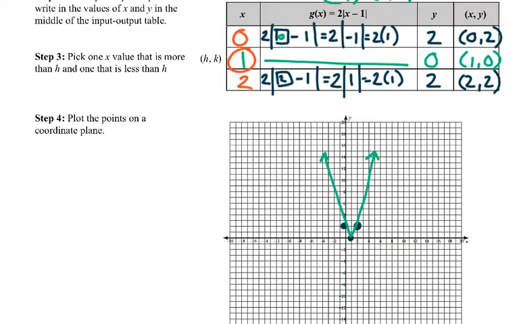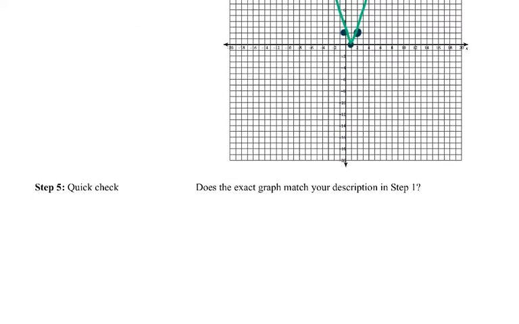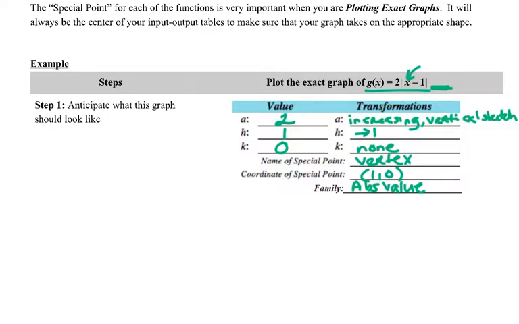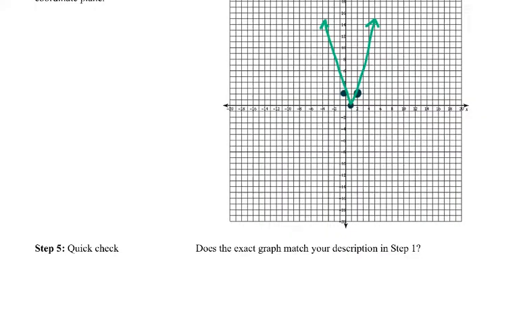Your last step is just to make sure that your graph matches your description in step one. So again, we have an absolute value function. So it's V-shaped. It's increasing. It's stretched vertically, meaning tall and skinny. And it is shifted 1 to the right. See how it's shifted 1 to the right. So that means that, yes, it is. So my graph is good to go.